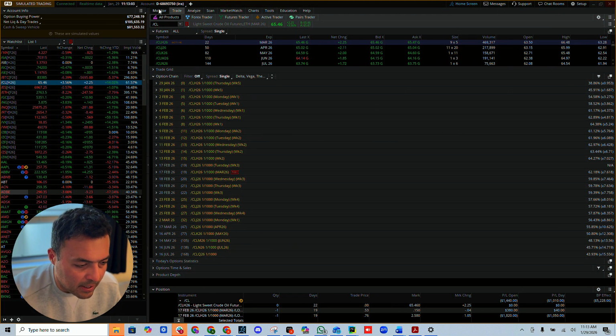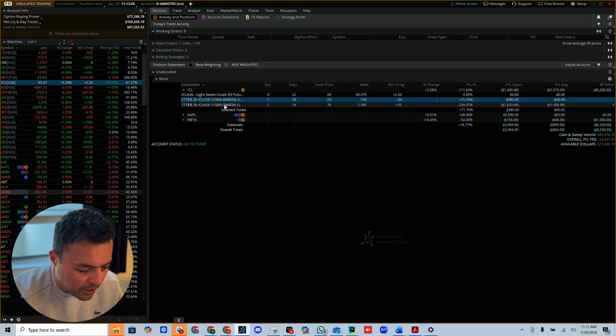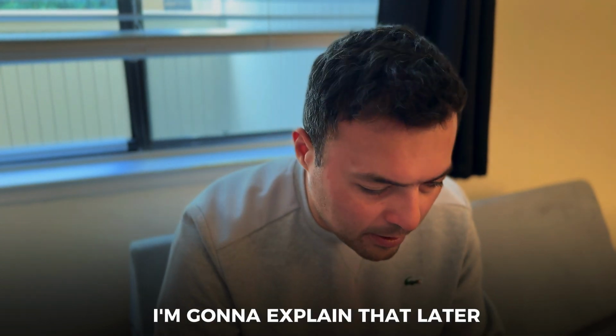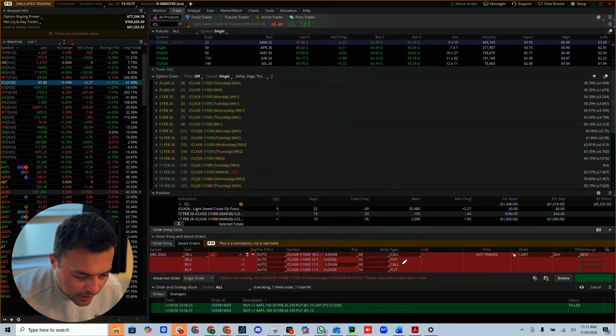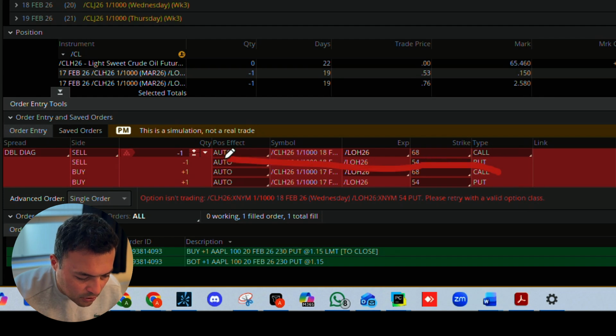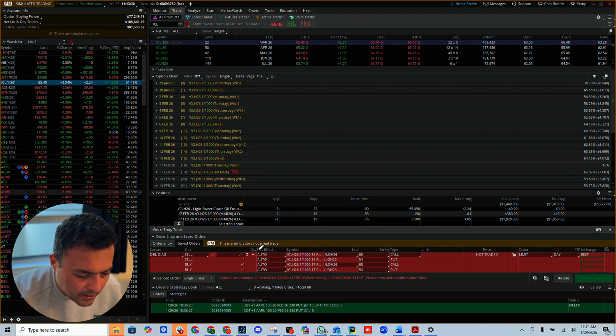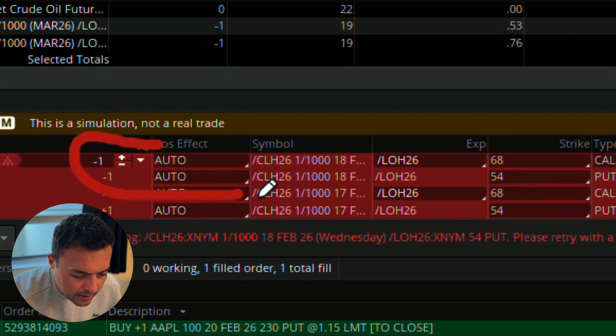And by that, what do I mean? I can show you that here. If you were to roll this spread, right click, create rolling order, select the first one. It comes up as a diagonal trade. I'll explain that later, but here are the main pieces. What this is doing is it's actually closing this one out. So you can see the +1 sign. It's buying back this spread, which is a CLH26 with strikes 68 and 54, which is our current strike. And then it is selling the same strikes in the same cycle.